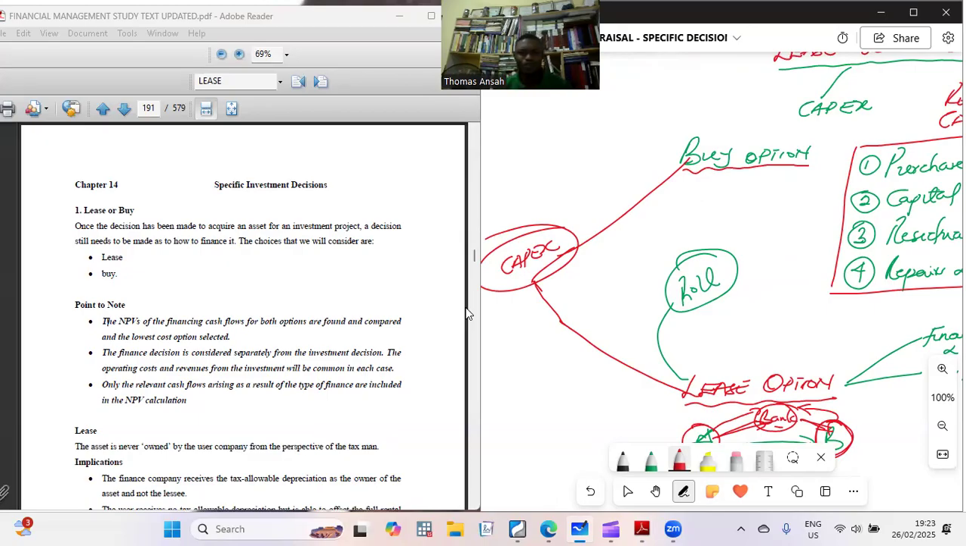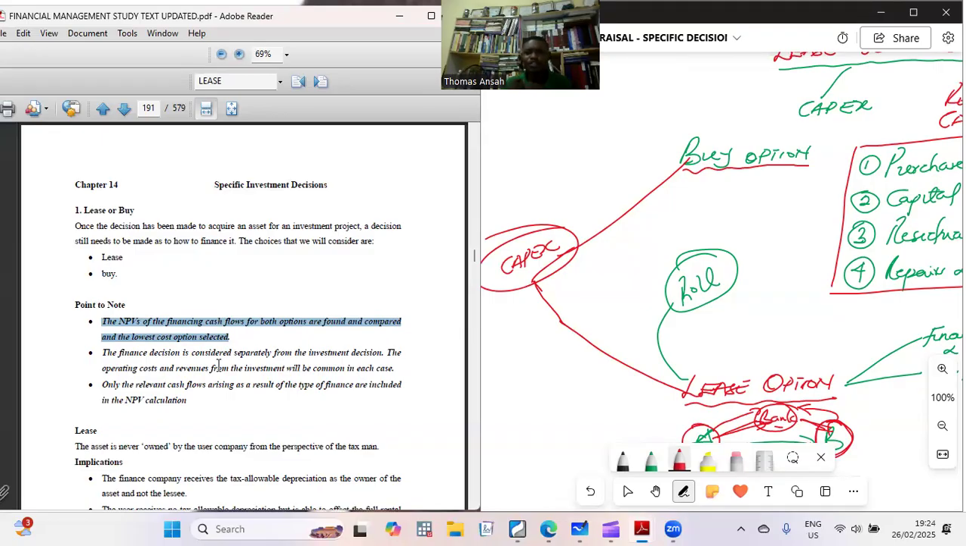Your cash inflows, it doesn't matter. Those things don't matter, because if you lease the asset, you use it to produce the same cash inflows. If you buy the asset, you also use it to produce the same cash inflows. Is that okay? So we are not interested in the inflows that you'll be getting. So it says here the NPV of the financing cash flow for both options are found and compared. So the lower is selected. So the financing option is our focus here.